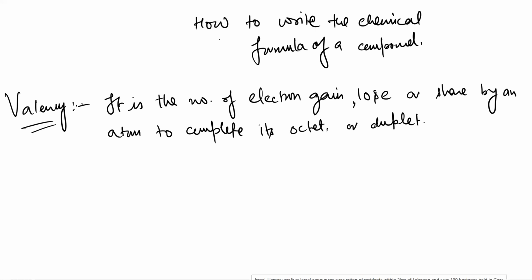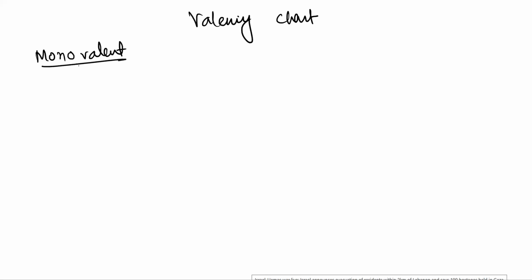Now today we're going to learn how to write the chemical formula of a compound. How can we write the chemical formula of a compound? So let's discuss. I'm writing the valency chart here. First of all, I'm writing monovalent. Monovalent means those ions that have +1 valency. Understood?